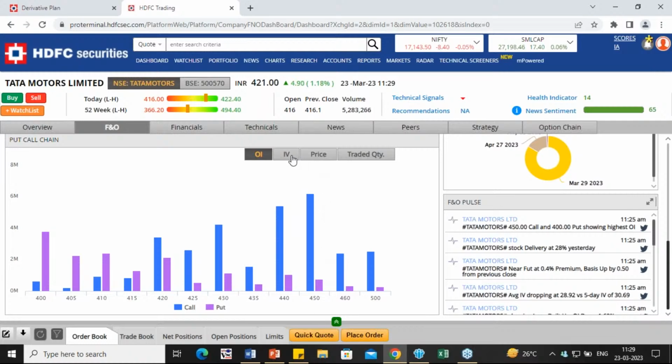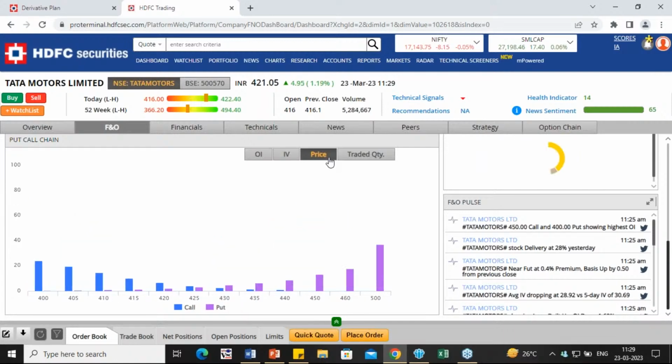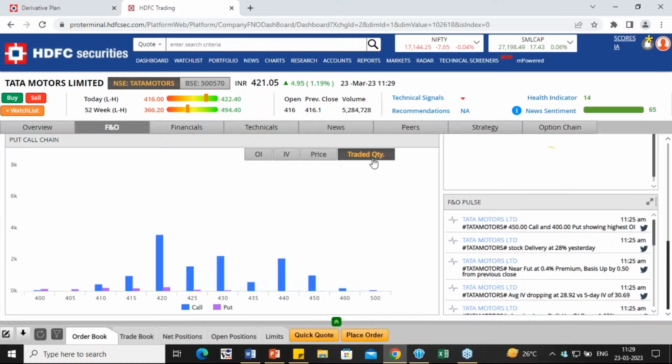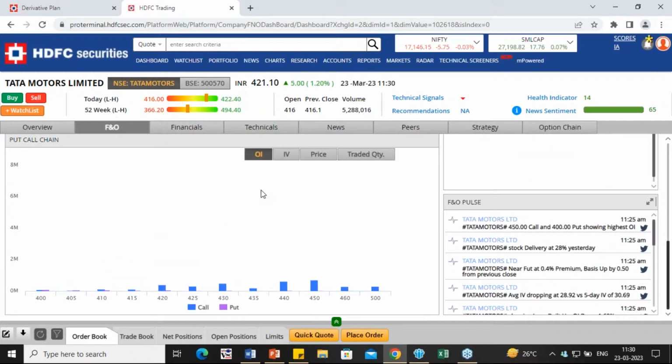Also, we have provided the implied volatility chart. Here we are giving you the implied volatility price. Then traded contracts: which particular strike price has the maximum traded contracts. As you can see, the 420 strike price. So one more thing: here, at the 420 strike price, the maximum call contracts have been traded. But if you consider open interest, it is lower here.